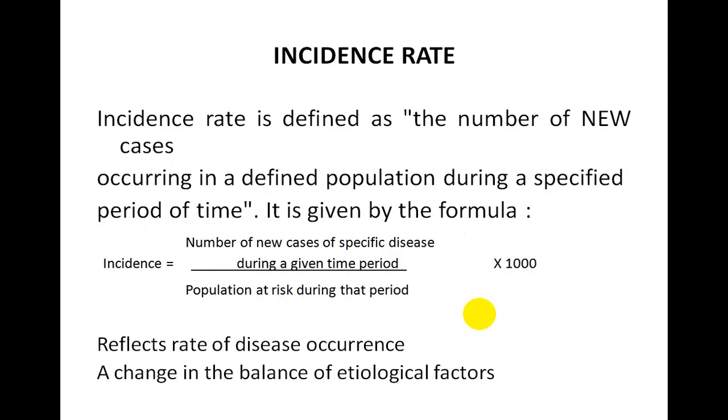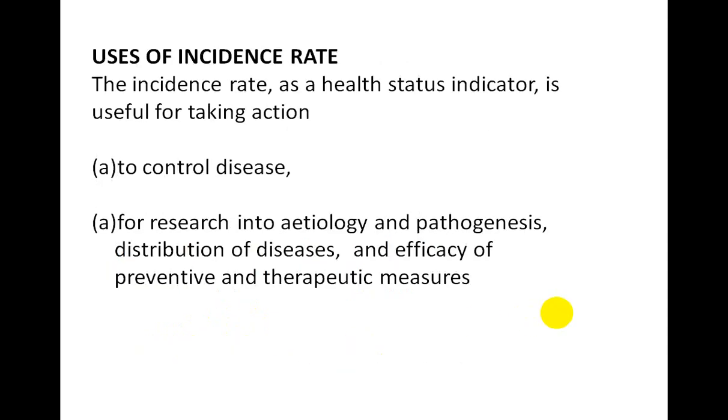Incidence rates. Incidence rate is defined as the number of new cases occurring in a defined population during a specified period of time. It is given by the formula: incidence is equal to number of new cases of specific diseases during a given time period divided by the population at risk during that period, multiplied by 1000. It reflects rates of disease occurrence and a change in the balance of etiological factors.